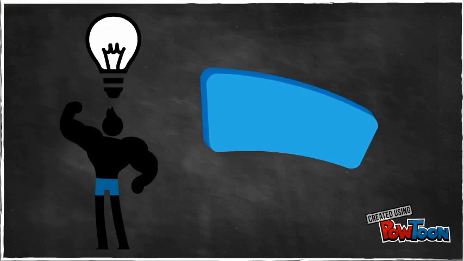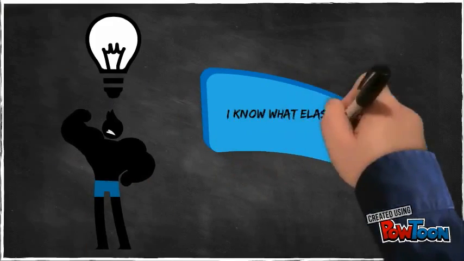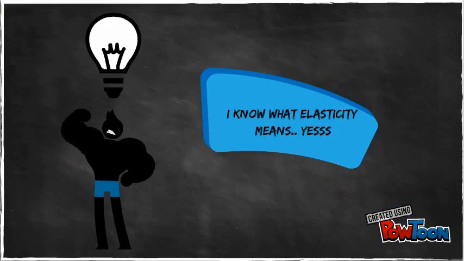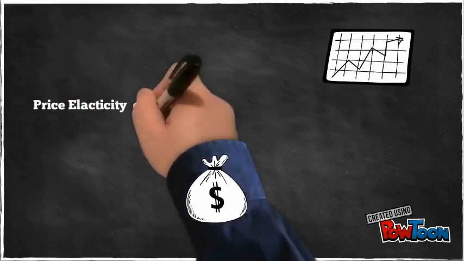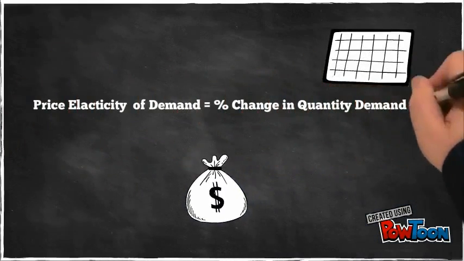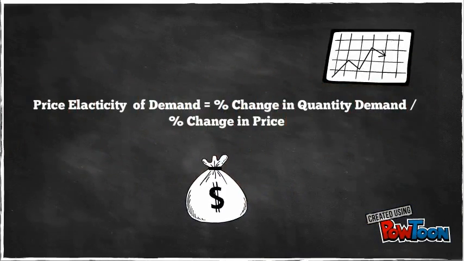Now that we are familiar with the price elasticity of demand definition, here is the formula for finding the price elasticity of demand. And it is the percentage change in quantity demanded over the percentage change in price.